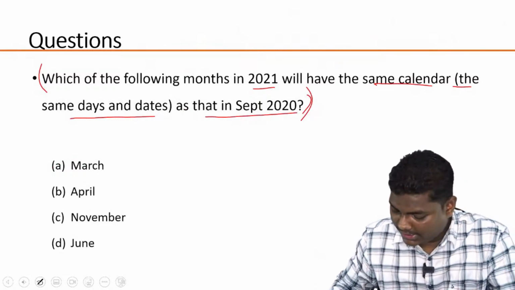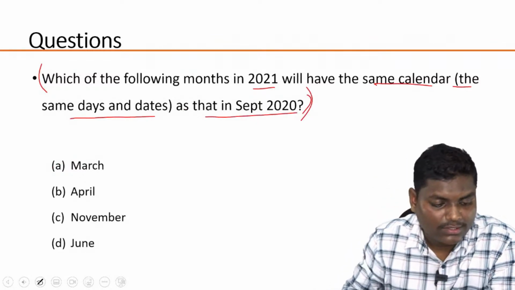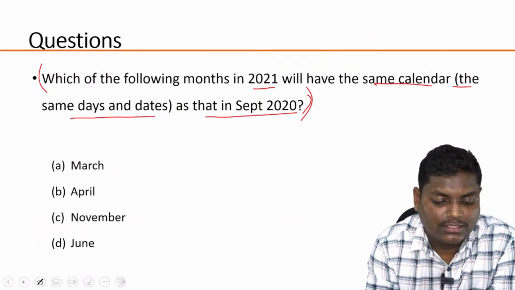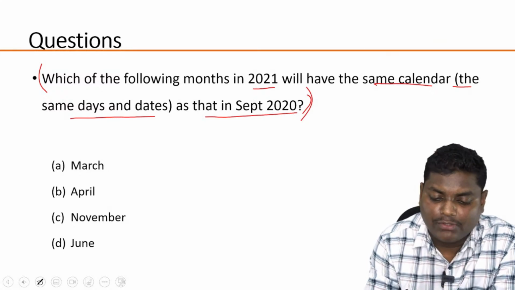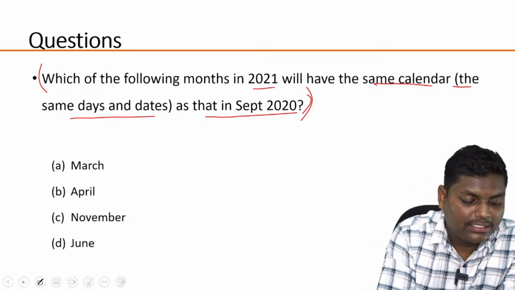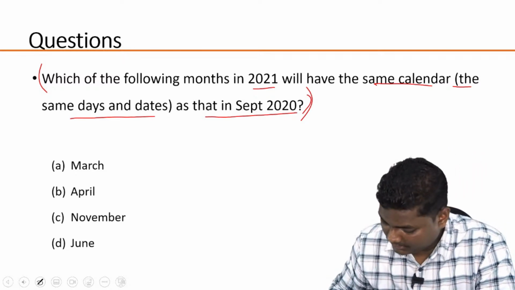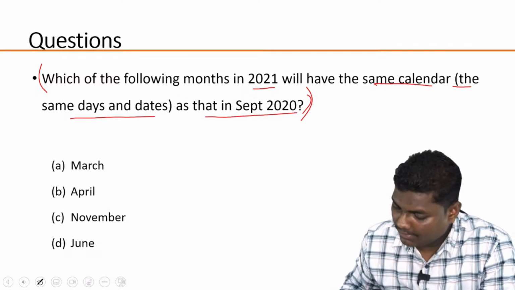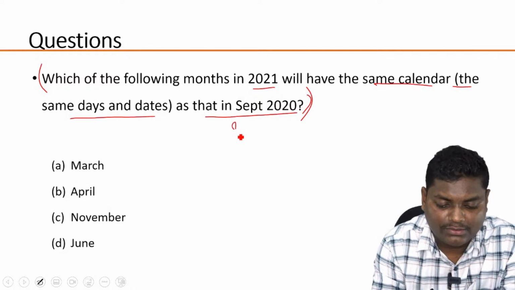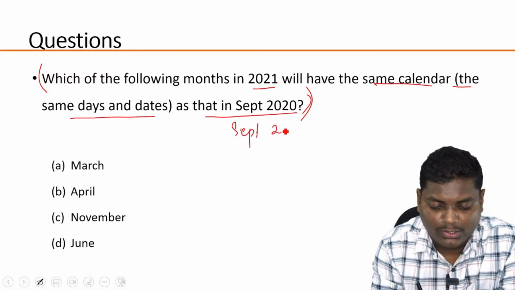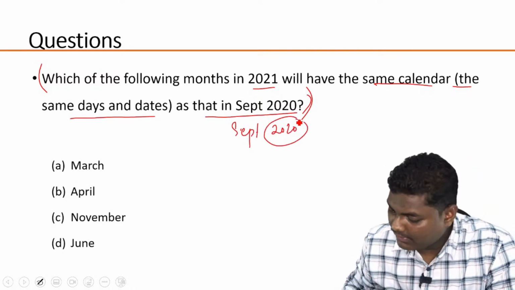Now moving to this question again. Which of the following months in 2021 will have the same calendar, same days and dates, as that of September 2020? Try this. You can start with September 2020.